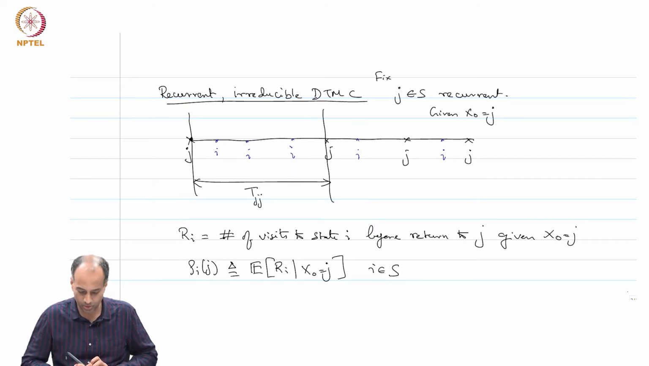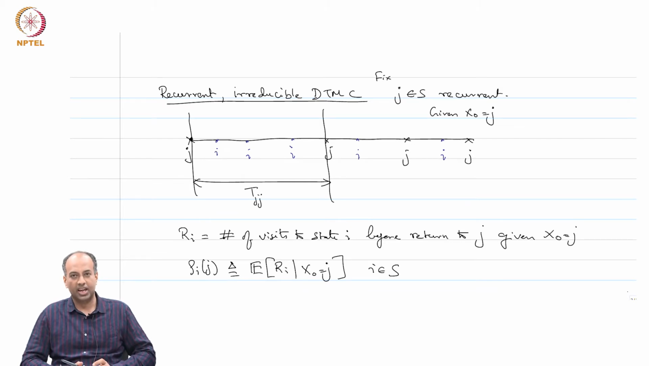Now I am going to use this rho i of j as some kind of a counting measure. I am going to argue that a stationary measure, and eventually a stationary distribution, can be constructed using these rho ij's.